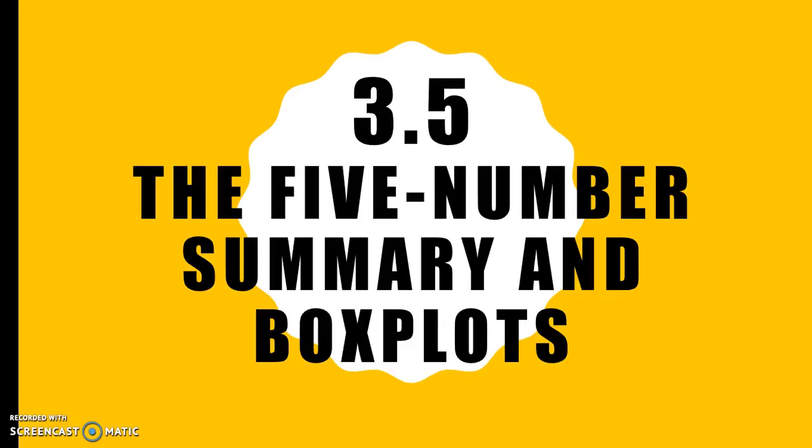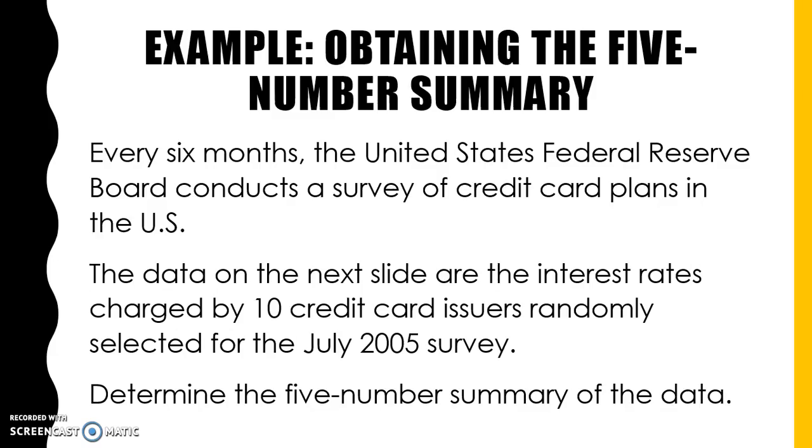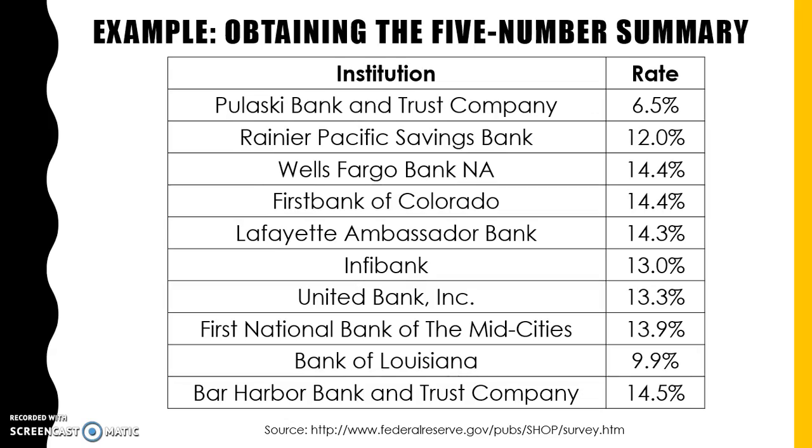So the last thing we're going to look at in Chapter 3 is the five-number summary and box plots in 3.5. We have some data on the next slide that represents interest rates charged by 10 credit card issuers randomly selected for the July 2005 survey.